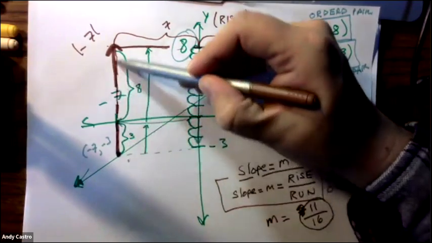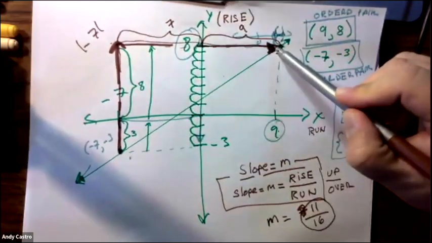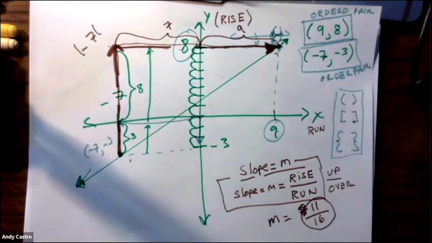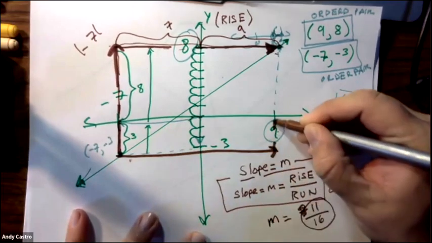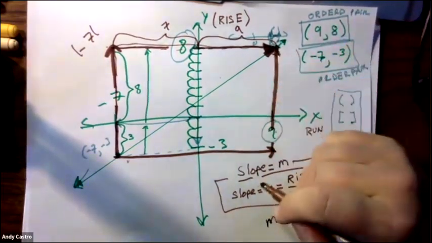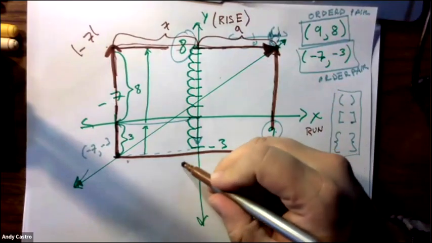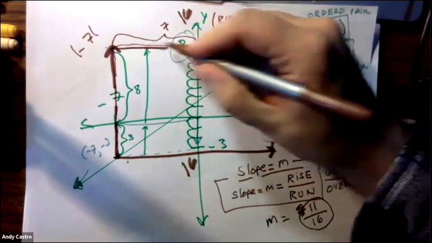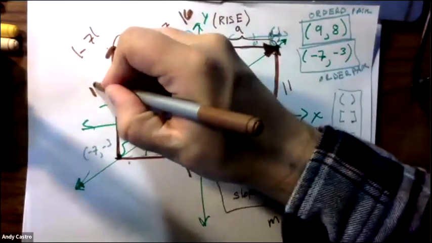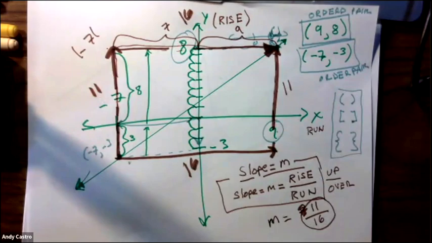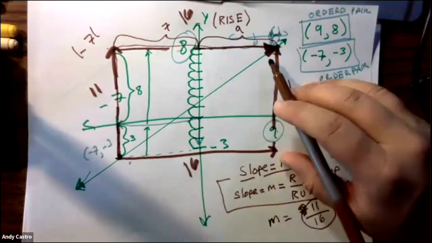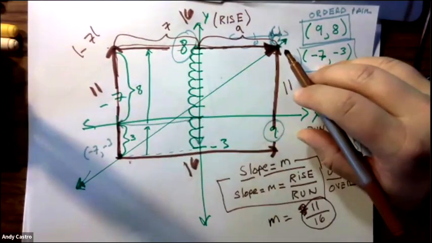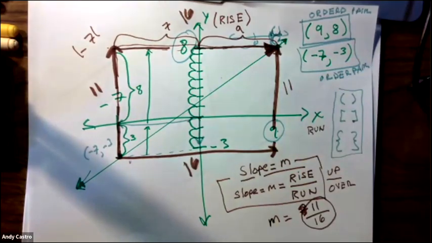I go up 11 over 16. You can also say that you go over 16 and up 11. Okay, we can create a rectangle there where the side is 16 and up and down is 11. So to go from here to here, I go over 16, up 11 over 16. Okay? And that is my slope, 11 over 16.